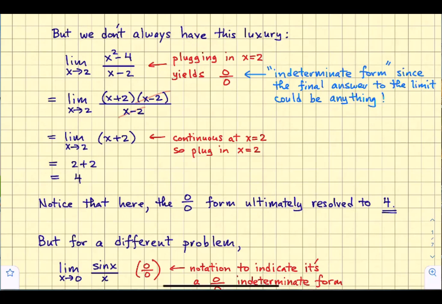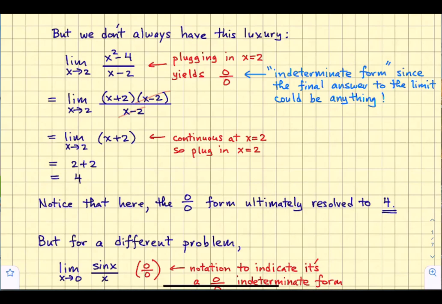Well, you may remember from Calculus 1 that we factor the numerator. When we factor the numerator and then cancel this common factor, we get the limit as x approaches 2 of x plus 2. But now this function is continuous at x equals 2, so we can get the limit of this function by simply substituting in the 2 to get an ultimate limit of 4.